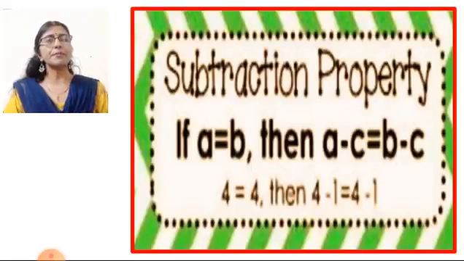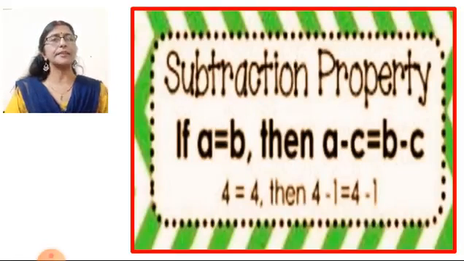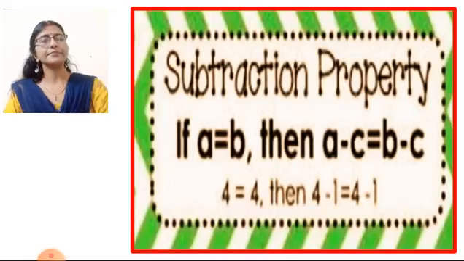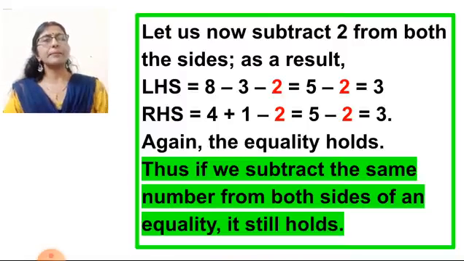Now let us see the next property, that is subtraction property. If a is equal to b, then a minus c is equal to b minus c. For example, 4 is equal to 4, then 4 minus 1 is equal to 4 minus 1. Now let us subtract 2 from both the sides.